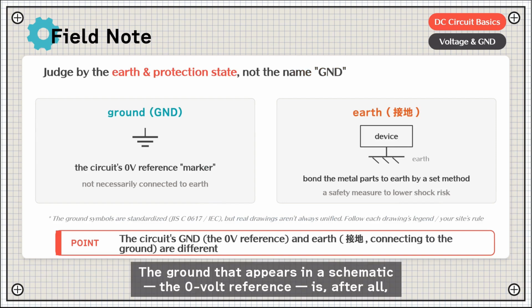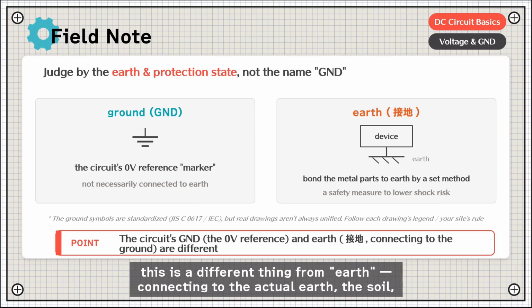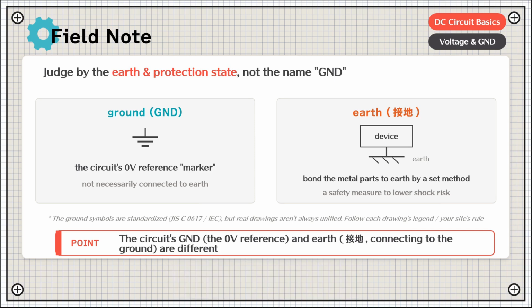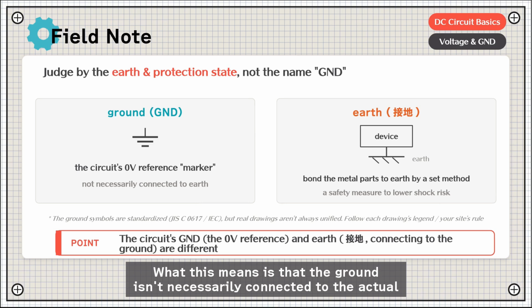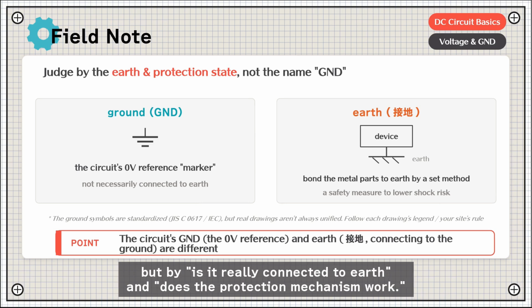Here's a field note for you. The ground that appears in a schematic, the 0-volt reference, is after all just a marker saying, let's make this the reference. In fact, this is a different thing from Earth, connecting to the actual Earth, the soil, what in Japanese we call setchi. The symbols are used distinctly too. What this means is that the ground isn't necessarily connected to the actual ground. So whether a metal part you can touch is safe is judged not by the name ground, but by is it really connected to Earth and does the protection mechanism work?